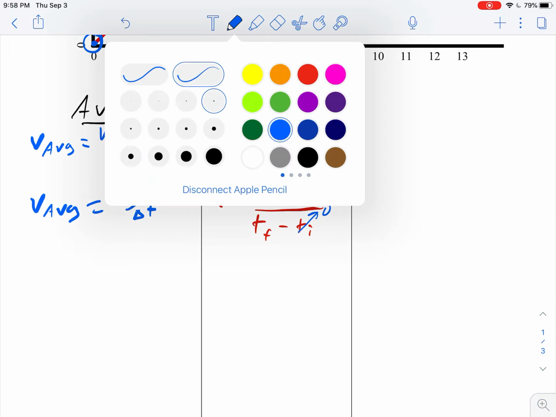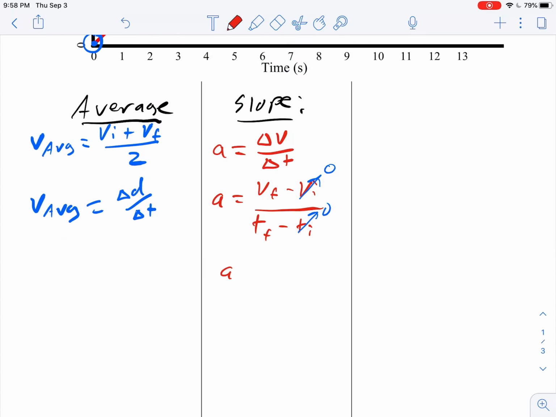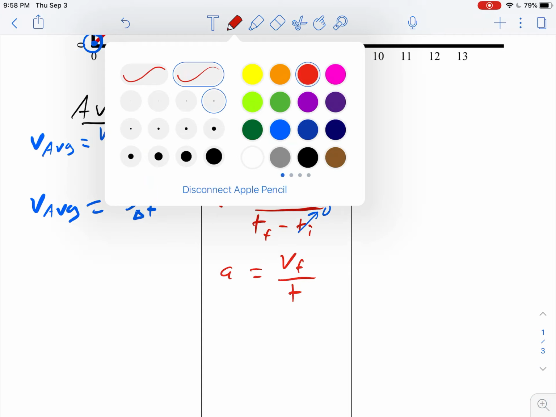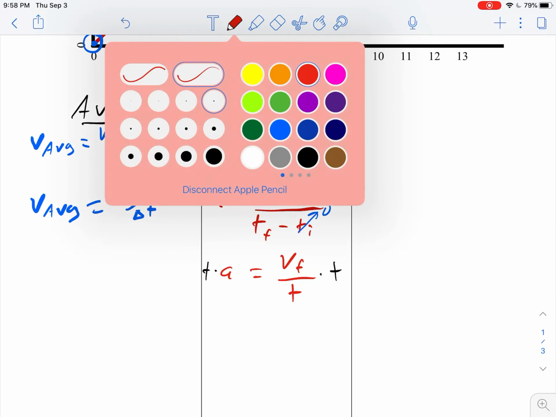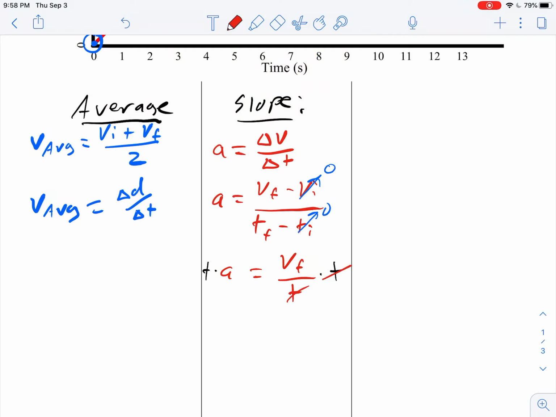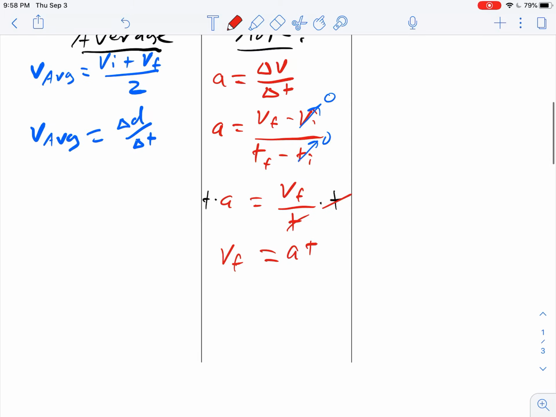Let me clean this up a little bit. We wind up with acceleration is equal to vf over t. I'm going to drop the f subscript on t for this context, and you'll see why in a second. Then I'm going to multiply over the time to both sides to factor out this time. Then I'm going to flip and put the final velocity on the left, and on the right I've got t times a, which I can write as a times t, from the commutative property of multiplication.